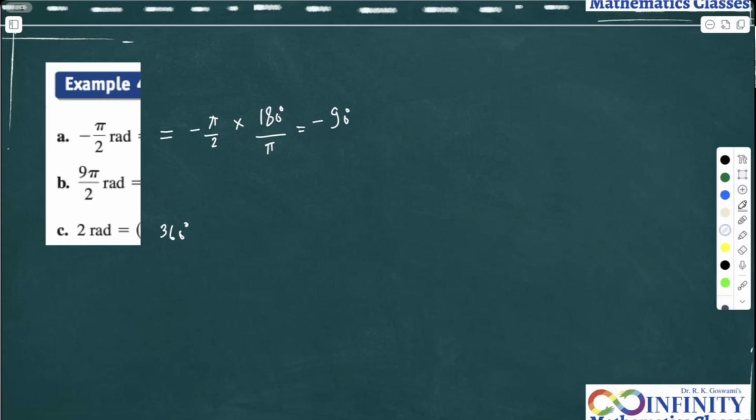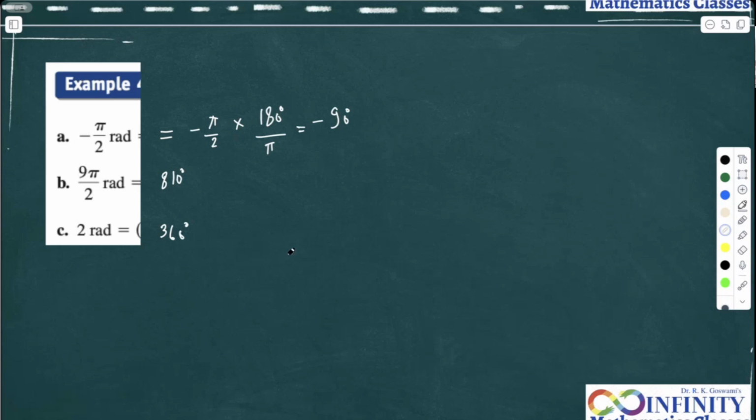9 pi by 2. It would be 9 pi over 2 times 180. So it'd be 9 times 90. So what? 810. It is going to be 810 degrees in total. You can just simplify and check the answers.